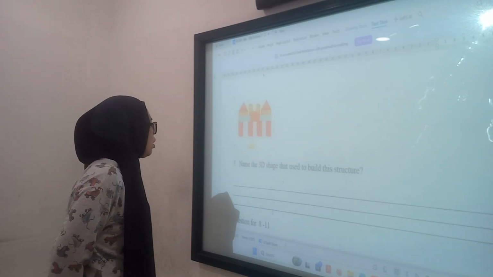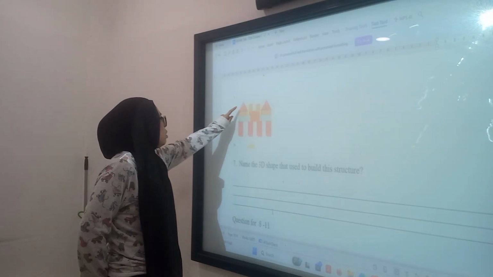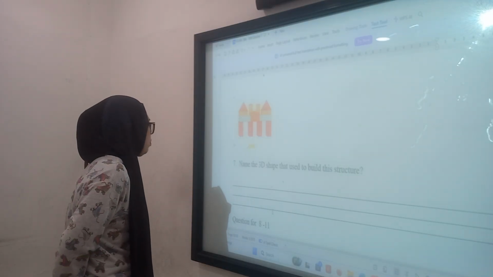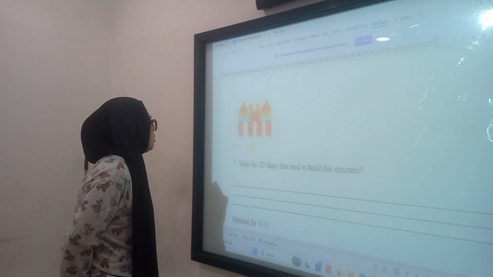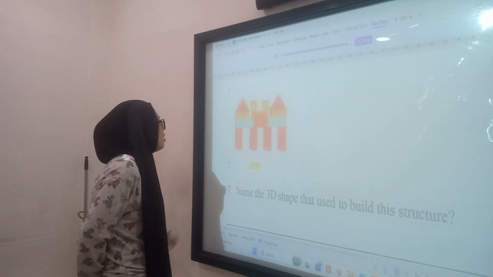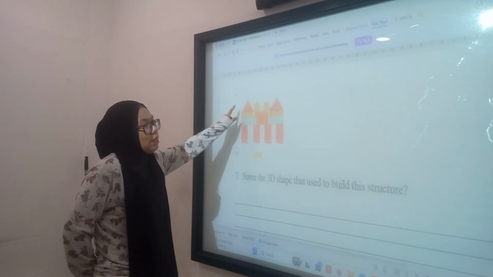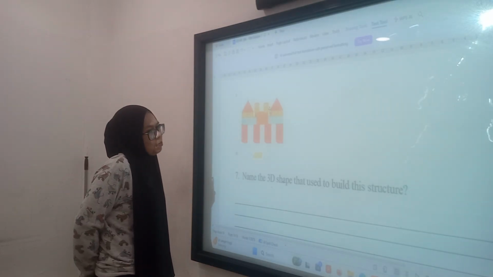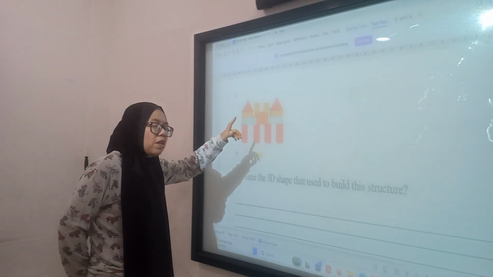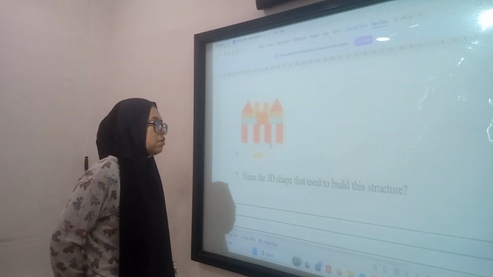Okay, the 3D shapes that are used to build the structures: we have the triangular prisms, the cylinders, the cuboid, and the cube. This is a pyramid. Right, pyramid. Yes, this is also a pyramid, but that's on the answer key. This is also called the triangular prism. No, a triangular prism and a pyramid are actually different. Yeah, I forgot we learned about the triangular prism before. Oh, I see. So it's only the triangular prism.